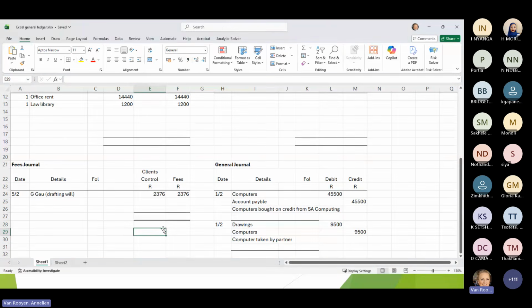Still okay. The next one on the 8th. Z Zula instructs the attorney's practice to issue a summons against his wife for a divorce. He pays a deposit of 1,620 to cover preliminary cost. The important words are: he pays a deposit. That tells you in which journal it should go.